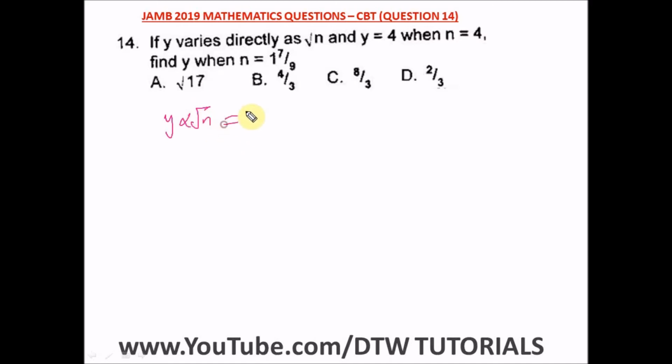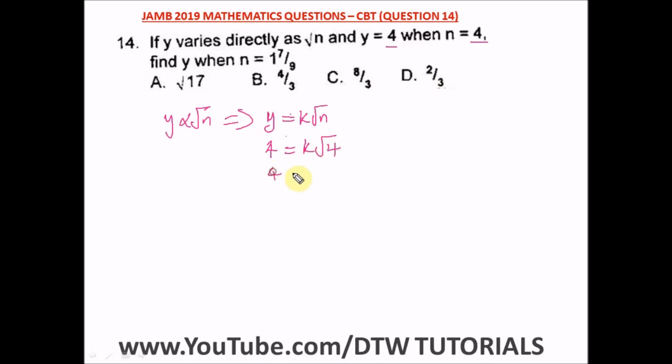So from here, what do we have? We have y is equal to, introducing our constant k, k root n. To get the value of our constant, we'll put in y is equal to 4 and n is equal to 4 into this equation to get k. So 4 is equal to k root 4.